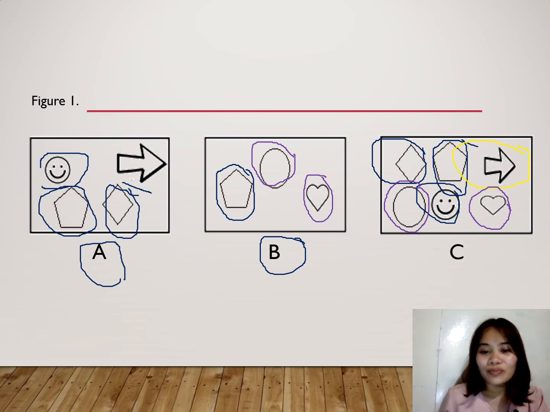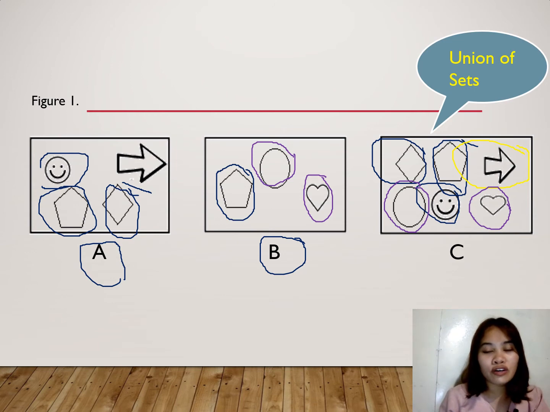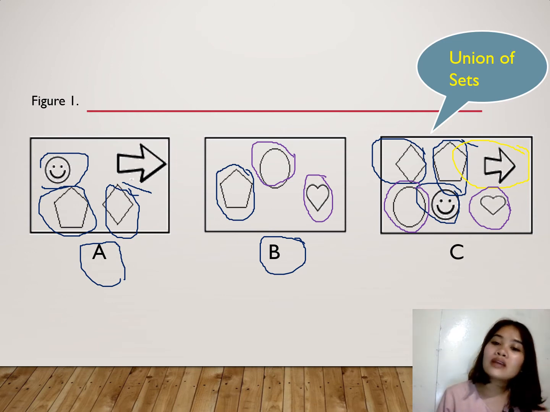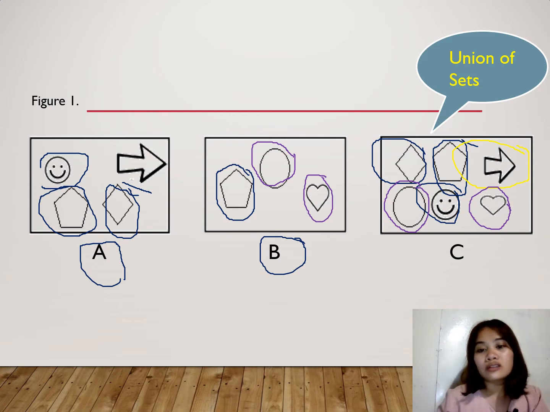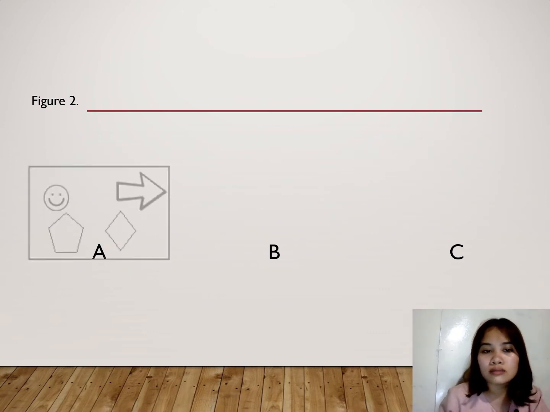Okay, so this is called union of sets. But I will discuss further on what is union of sets later. So all the elements in A and B are in C. We only wrote once those elements that appear in both A and B; they cannot be repeated.